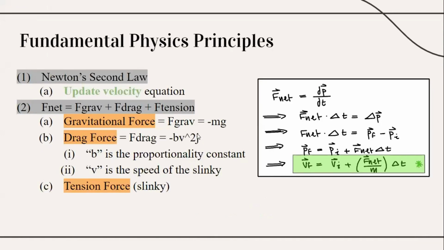Fundamental physics principles. There are two main categories of fundamental physics principles in this lab. First, Newton's second law, and second, the sum of forces acting on the Slinky. From Newton's second law, we obtain the velocity update equation and the position update equation, where V final equals V initial plus F net over M delta T, and R final equals R initial plus V average delta T, which are used later in the code. F net consists of F grav, F drag, and F tension, aka the force of the Slinky. F grav equals negative mg and F drag equals negative bv squared in the upward y direction.